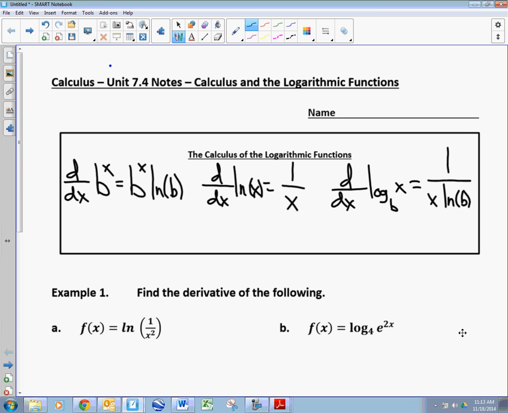Take out your various calculus notes worksheet. Everybody in their folder, you should have your various calculus notes worksheet. Take it out. Find it. The one that says various calculus notes. Right here.